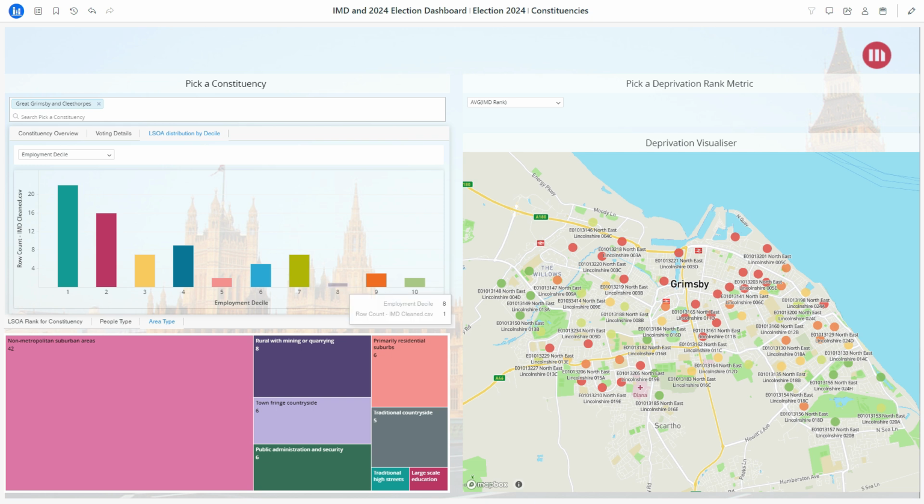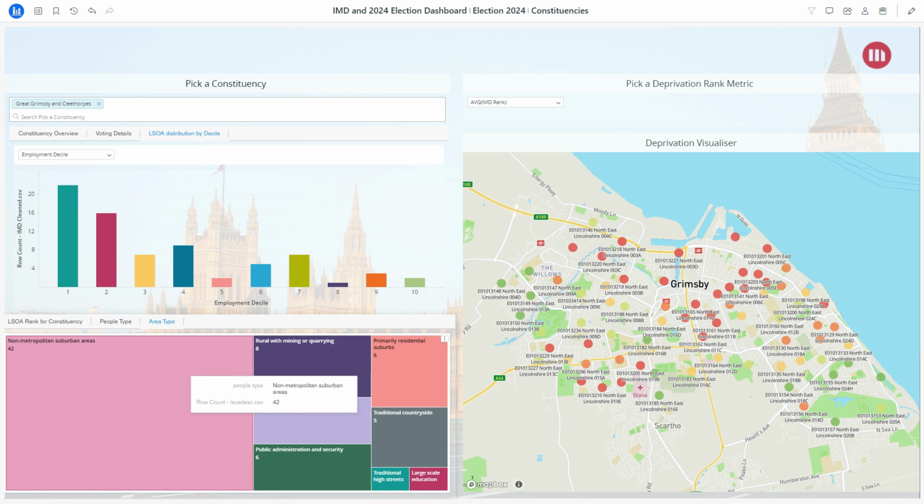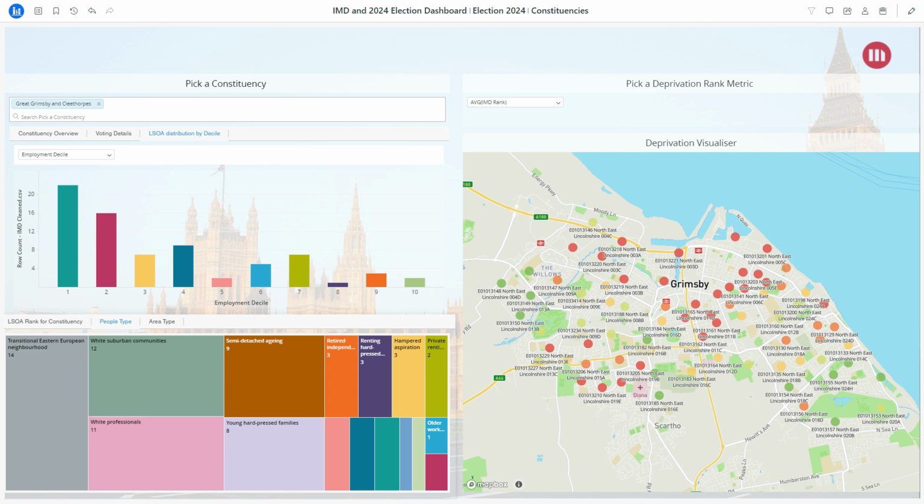If we look at how the areas stand, we can see that a lot of non-metropolitan suburban areas, traditional countryside, so quite a mix. If we look at the people type, then we see a slightly different makeup from St Albans. Young, hard-pressed families, white suburban communities, transitional Eastern European neighbourhoods. So Grimsby, not the same as St Albans. Despite it being a seaside town, it's effectively a declining fishing port on the east coast of Great Britain.